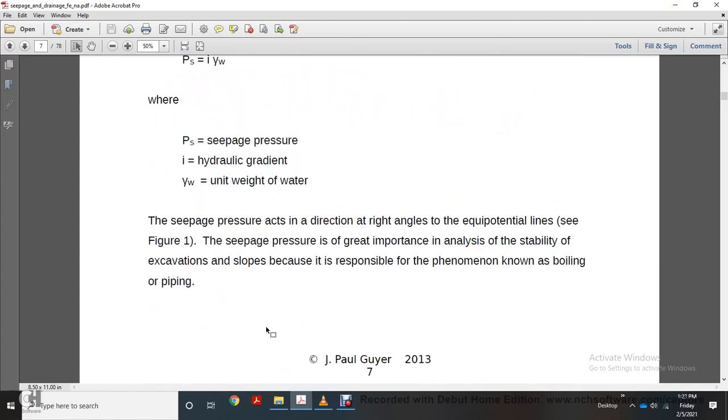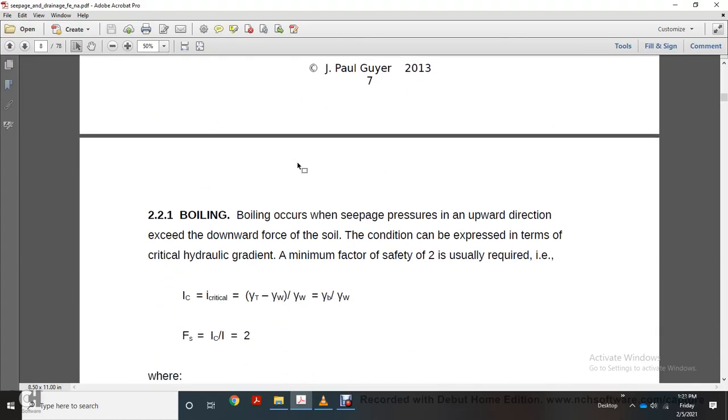See Figure 1. Seepage pressure is of great importance in the analysis of the stability of excavations and slopes because it is responsible for the phenomenon known as boiling or piping. Boiling occurs when the seepage pressure in the upward direction exceeds the downward force of the soil. The condition can be expressed in terms of the critical hydraulic gradient. A minimum factor of safety of two is usually required.